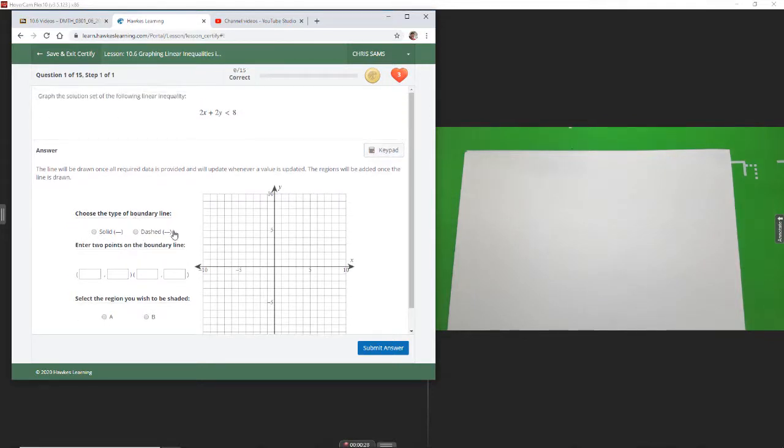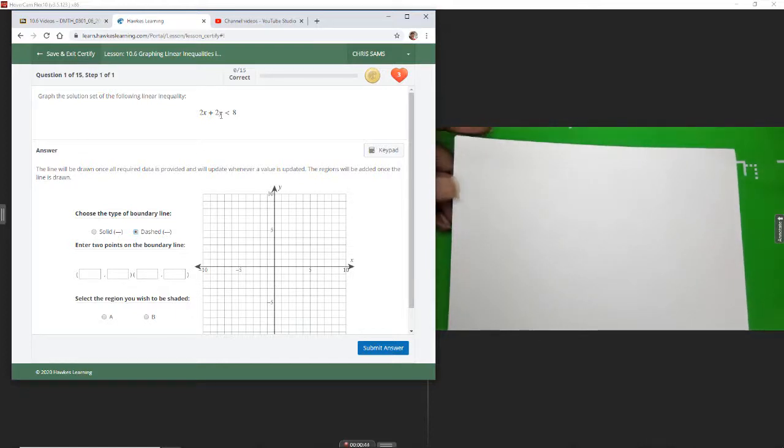So first thing we want to know, is it a solid or dotted line? Because the inequality does not have equal to, it's going to be dashed. And now we're going to do 2 points. So the first 2 or 3 I'm going to do using method 1, which is finding the x-intercept and y-intercept.